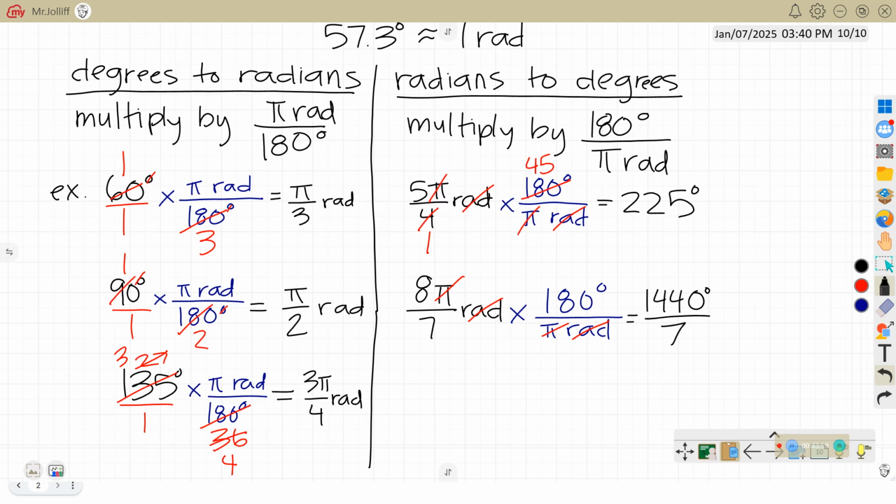With degrees, we usually round. We can convert this to a decimal on our calculator. When you round, you should use the squiggly arrow or squiggly equal sign to indicate you rounded. And I'm going to do that right now. So 1440 divided by 7, approximately 205.7.